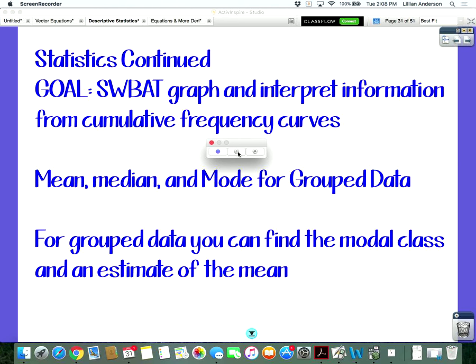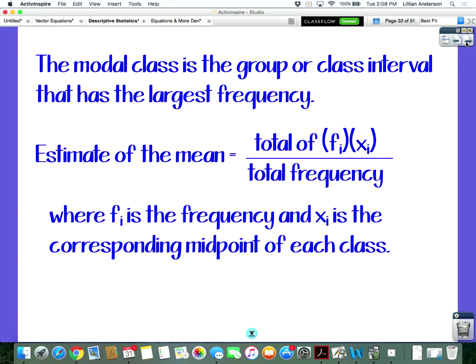And you're going to have to find an estimate of the mean. With a grouped frequency table, okay, you do not know what the numbers within that group are, okay? So in order to find the mean, you have to actually find an estimate, okay? So to do that, of course, the modal class is the group or the class that shows up the most, okay? Just like how the mode before was the one that had the largest frequency.